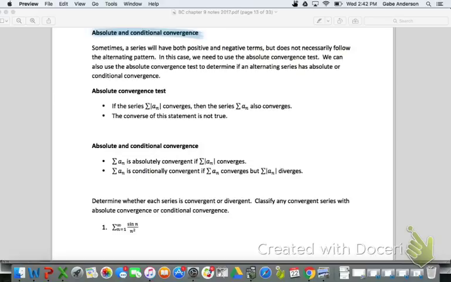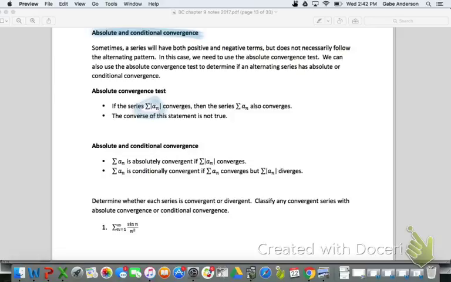So the little note here says sometimes a series will have positive and negative terms, but maybe it won't be an exact alternating series, or maybe it will be an alternating series. At times we'll be asked to decide, does this series really need the alternating element? Some series don't need it, some do. Okay, and we're going to test that out here. So the absolute convergence test is this right here. If the series sigma of absolute value of a sub n converges, then the series a sub n converges.